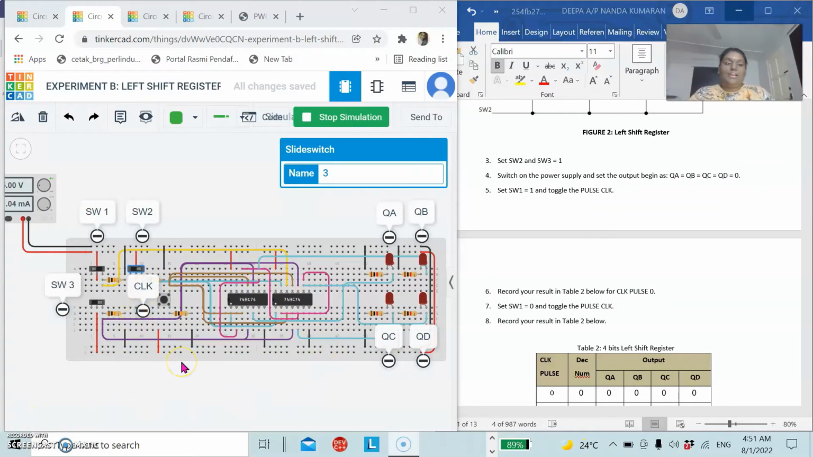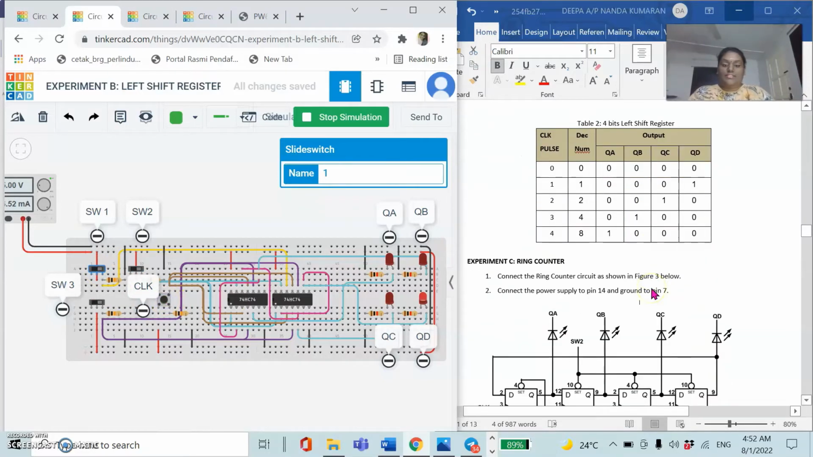Alright, so now we are here for experiment B, which is the left shift register. This is my circuit. This circuit is the same as experiment A, and the process is to start the simulation. Set switch 2 and switch 3 to 1. Then when we turn on the power supply, A, B, C and D must be 0, already 0, and then set switch 1 to 1, and then clock.